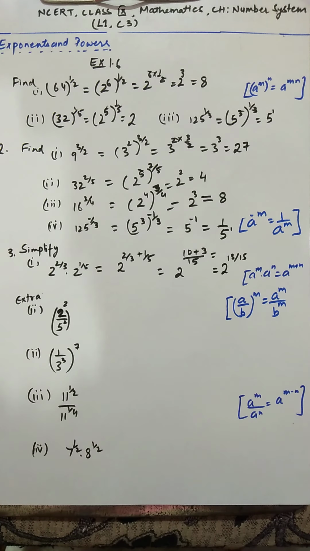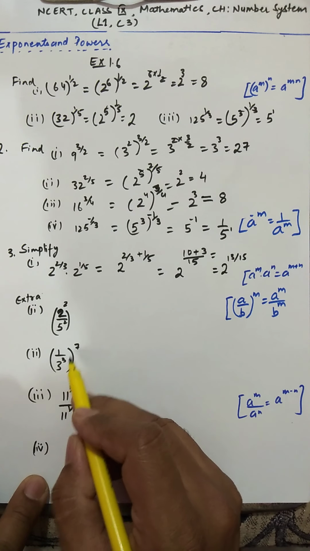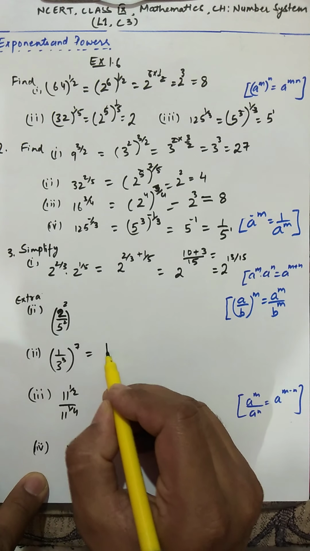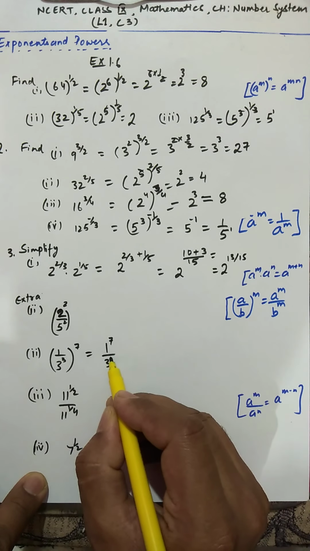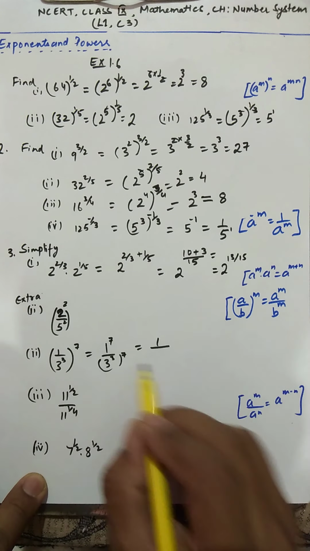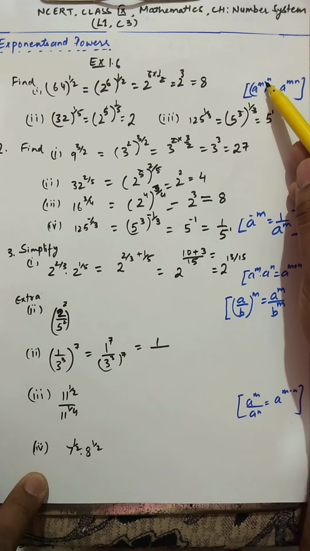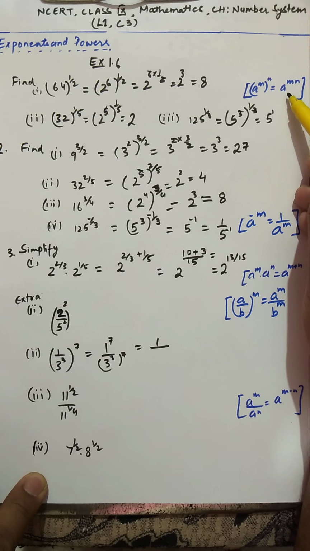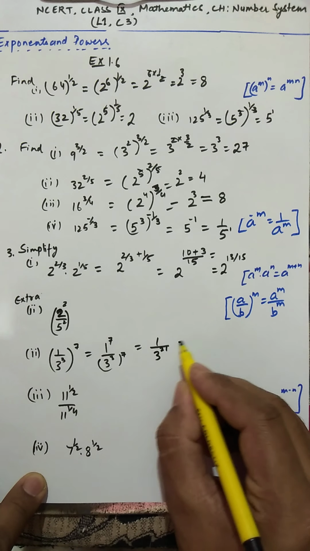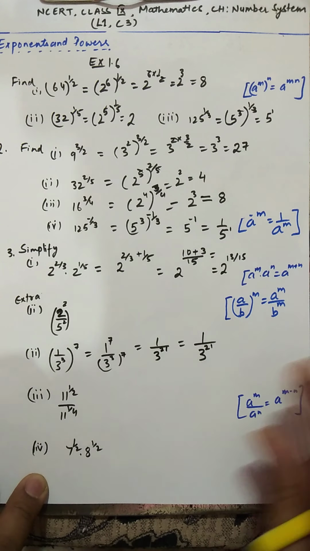Now come to this: 1 by 3 whole cube, this 3 exponent is 3 and whole exponent is 7. So we'll apply this rule. This becomes 1 exponent 7 and 3 exponent 3 and this exponent 7. 1 exponent whatever number is always 1, and for this we use the first rule, that if it is a^m and whole exponent is n, then it becomes a^(m into n). So we'll write 3^21. Because 3^21 is a very large number, we'll leave it up to this only.